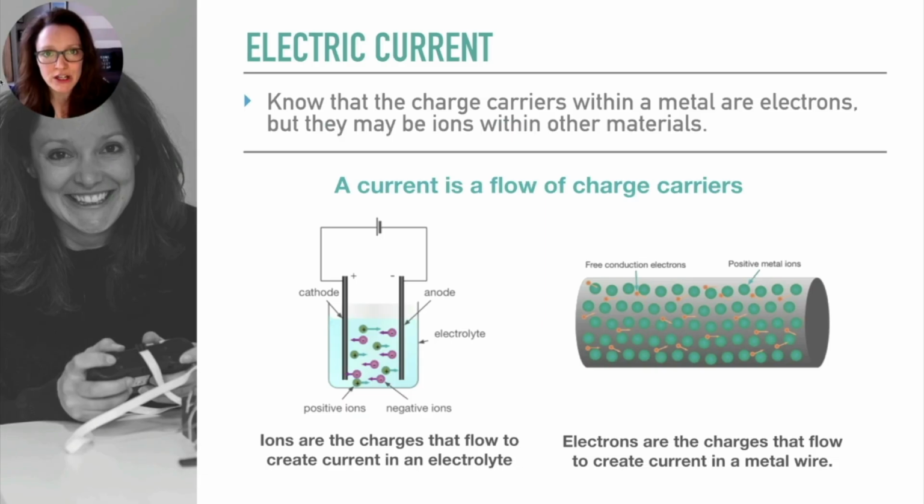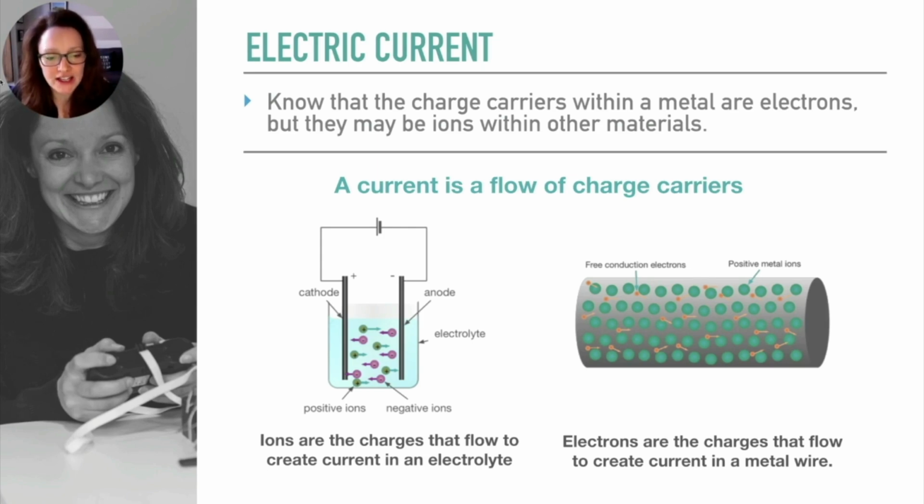So if we take, for example, below me, you can see a solution. There's positive ions and negative ions in that solution. If we pop a cathode and an anode in that solution and turn on the power, the positive ions are going to be attracted to the anode, and the negative ions are going to be attracted to the cathode. They're not electrons, they're just positive and negative ions. But by being attracted to those cathodes and anodes, there's a flow of charge. An electric current is defined as a flow of charge.